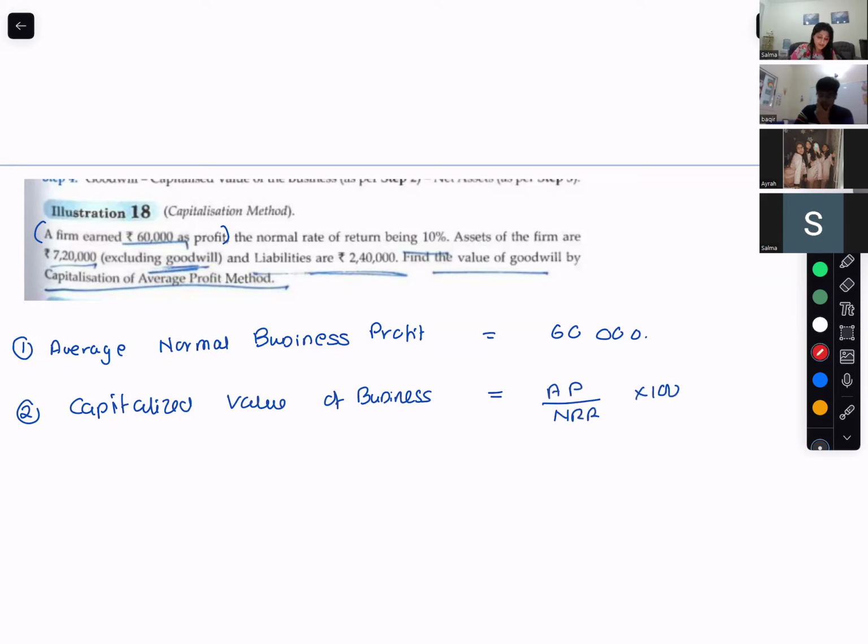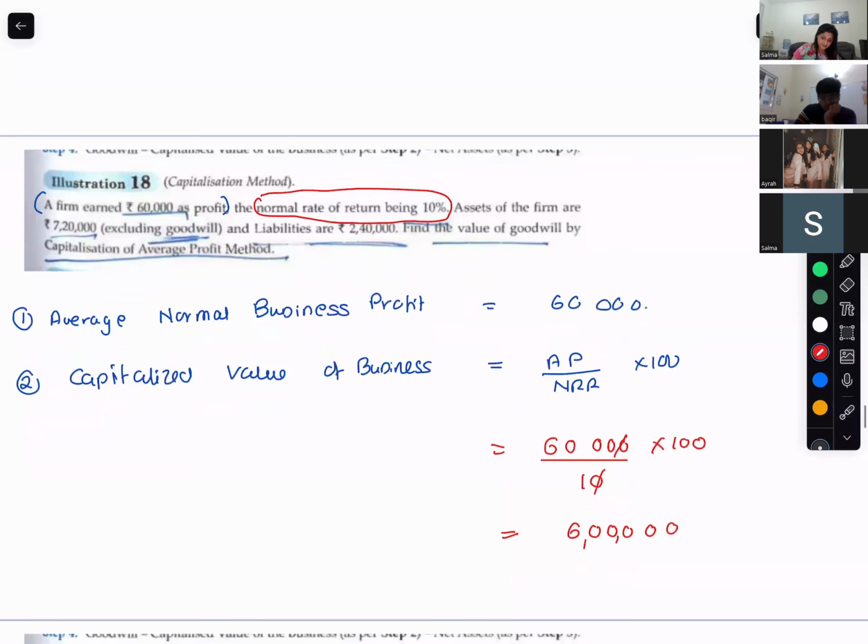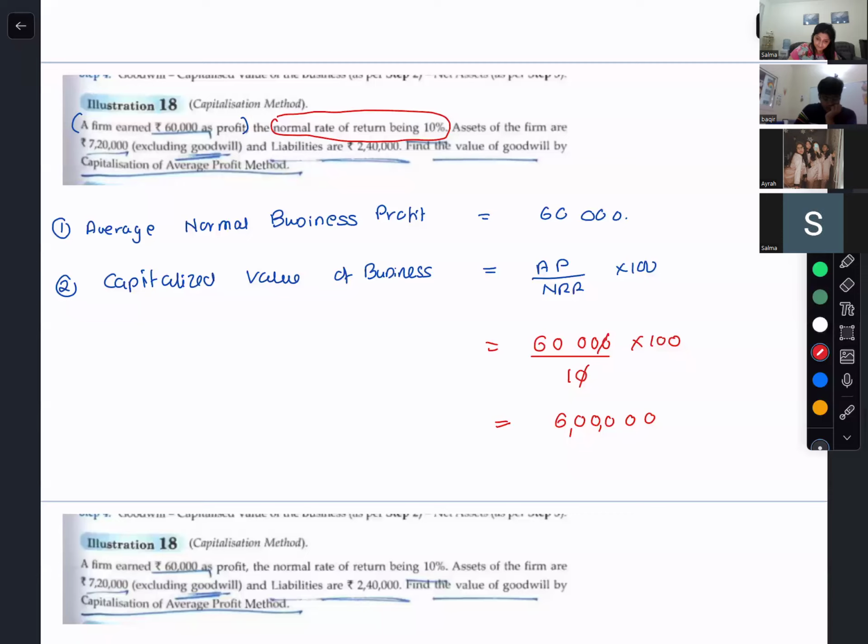What is your average profit? Normal profit, 60,000. What is your normal rate of return? 10% into 100. So 60,000 divided by 10 into 100. So this becomes 6 lakh, 600,000. That is the capitalized value of the business. Are you with me?